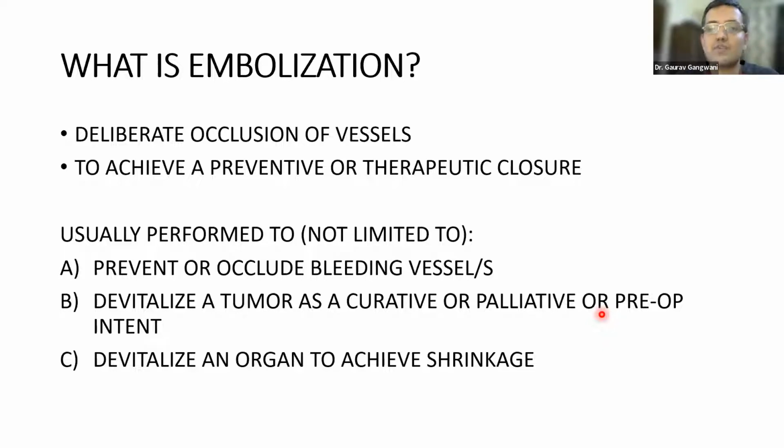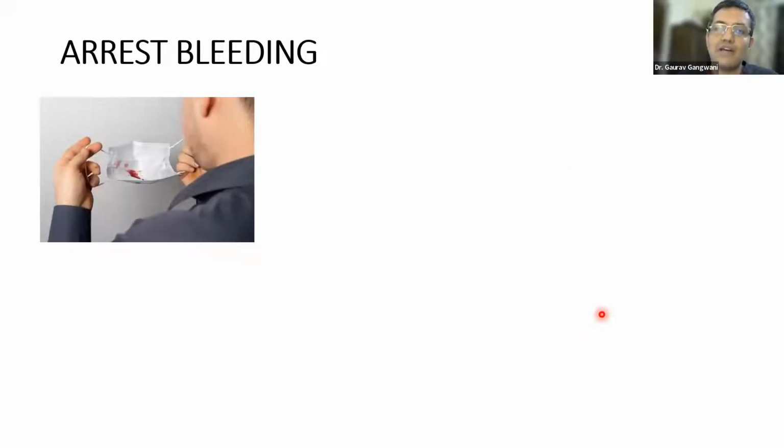And many times to devitalize a normal organ or an enlarged pathological organ, of non-malignant or mitotic etiology, so that we can achieve its shrinkage and relieve some of the pressure symptoms that it's causing because of its size. So let's jump on to just see a few indications where these are used, and then we'll go to each embolic agent. As we saw, first it is used to prevent or arrest bleeding.